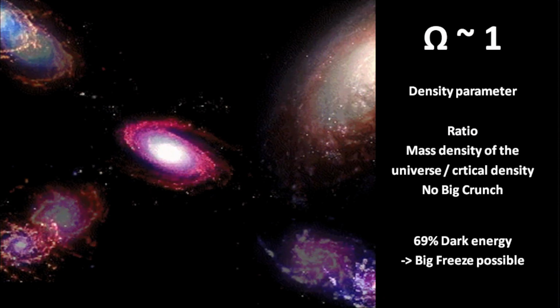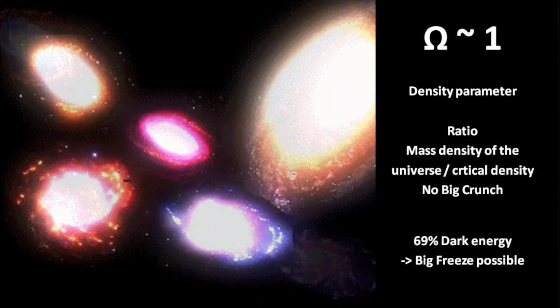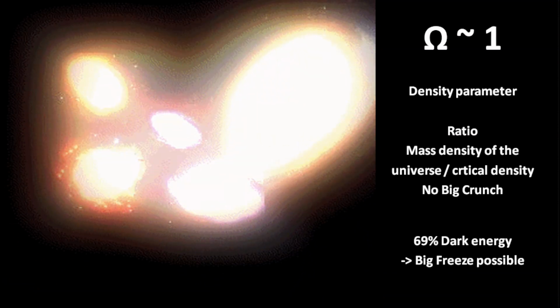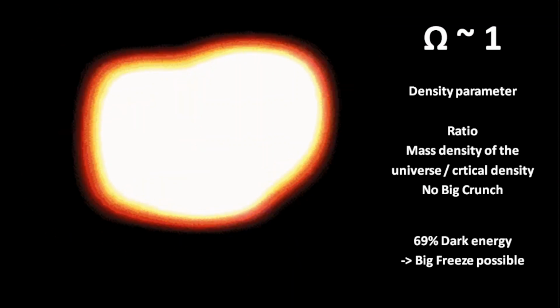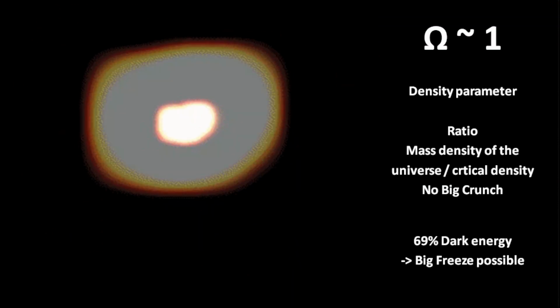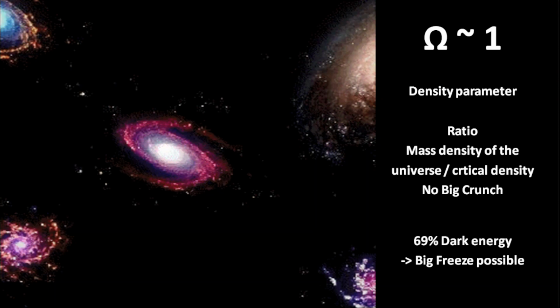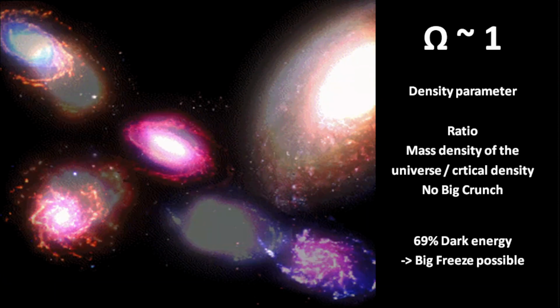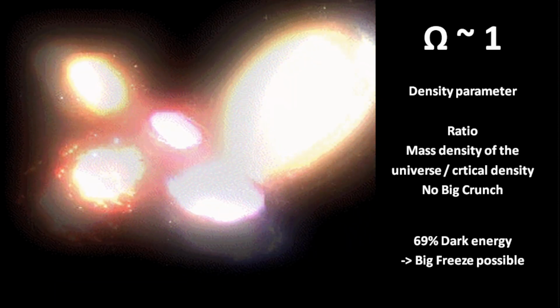Density parameter omega is the ratio of the mass density of the universe to the critical density. Omega is near 1. With 69%, dark energy is dominant in the universe. That makes a Big Freeze scenario in the far future more likely than a Big Crunch. However, the nature of dark energy is unknown.